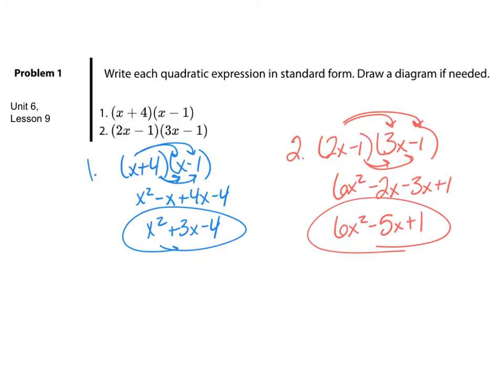Okay, number 1 in lesson 9, you are writing them each in standard form. You could have done the diagrams if you'd like. I chose to do the distributive property, so you can see my arrows. And for number 1, I end up with x squared plus 3x minus 4. For number 2, we get 6x squared minus 5x plus 1. Pause the video if you need and look over my work using the distributive property, and let me know if you have any questions on this one.